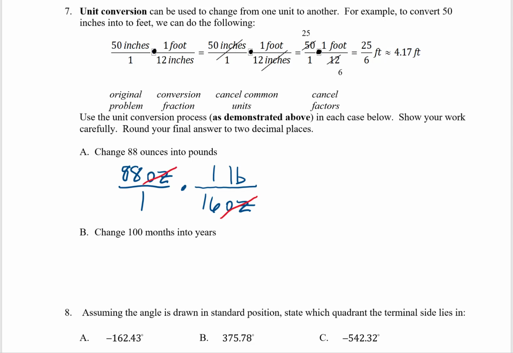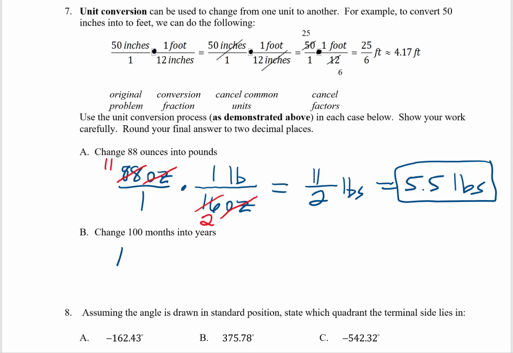I also see that I have a common factor of 8 that I can divide out. 11 here and 2 here. That leaves me with 11 times 1 is 11 on the top, and 1 times 2 is 2 on the bottom, and the only units left are pounds. I am being asked to give a decimal. 11 divided by 2 is 5.5.